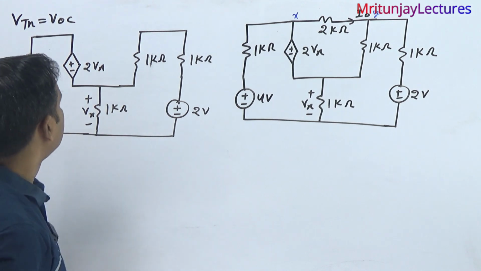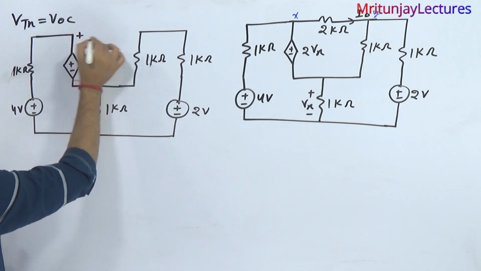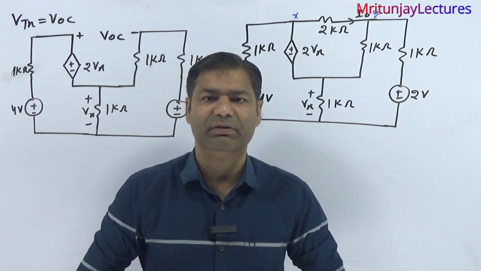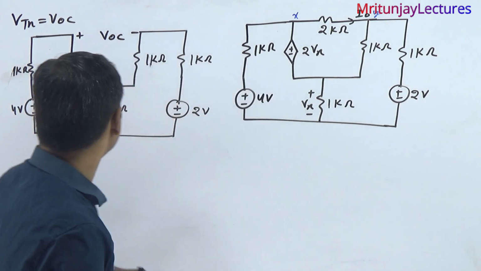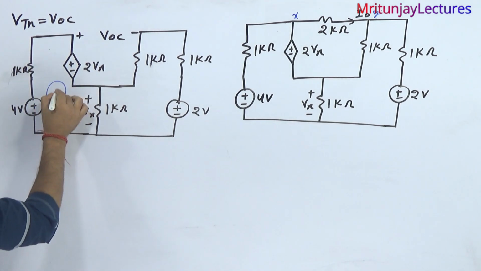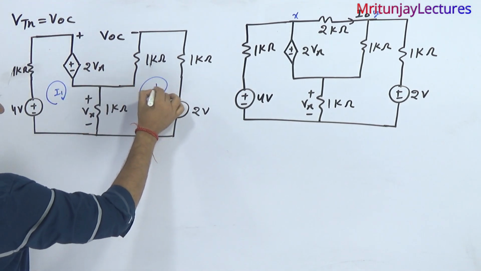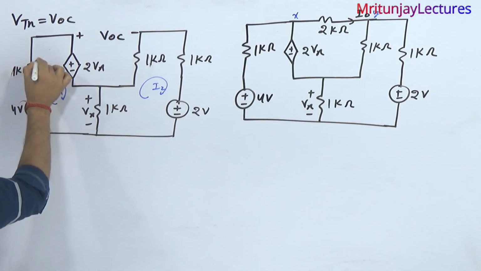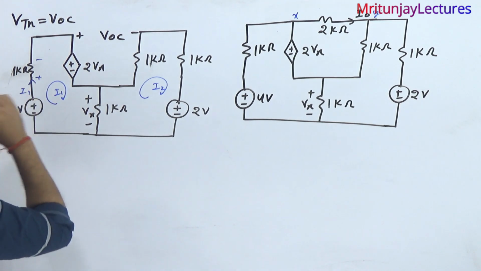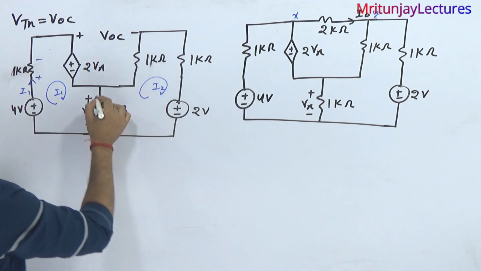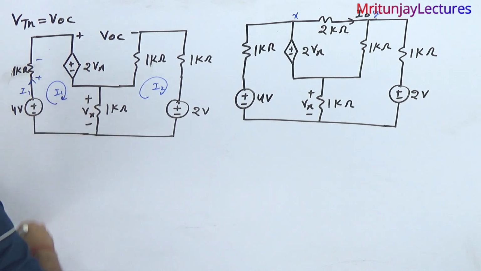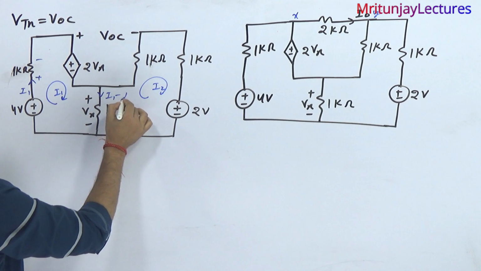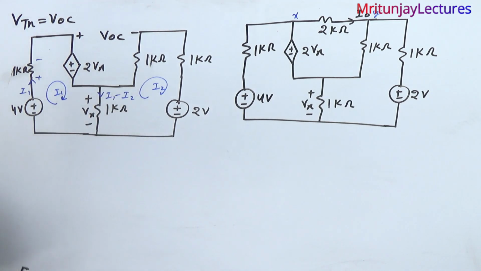Now our motto is focused on V of OC. So how can we determine it? First of all, we consider loop current I1 here and I2 here. If this one is I1, then whatever the branch current, here also I1. I1 has this direction and I2 has this direction. So here it is I1 minus I2, because I2 is opposite to I1 in the loop current.